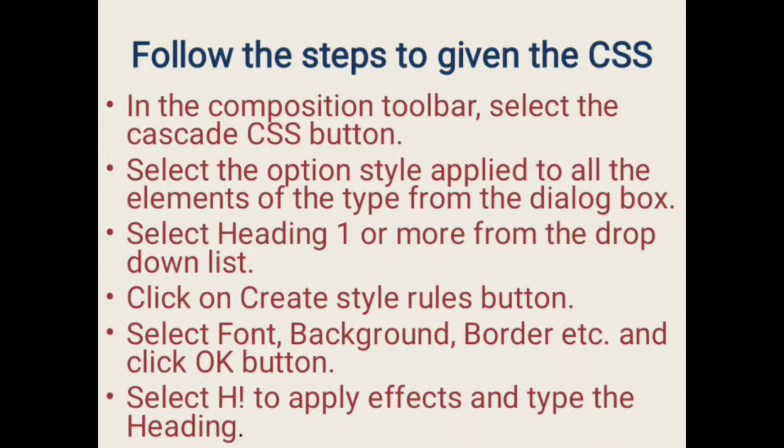Follow the steps to create the CSS. In the composition toolbar, select the Cascade CSS button. Select the option Style applied to all the elements of the type from the dialog box. Select Heading 1 or more from the drop-down list. Click on the Create Style Rules button. Select font, background, border, etc. and click the OK button. Select H1 to apply effects and type the heading.